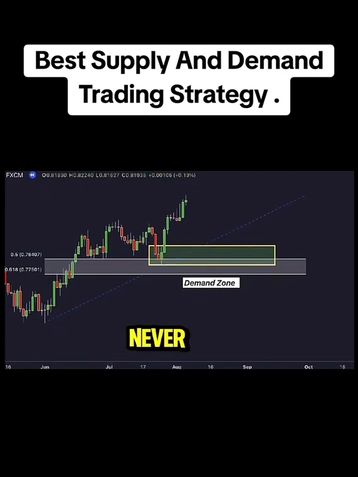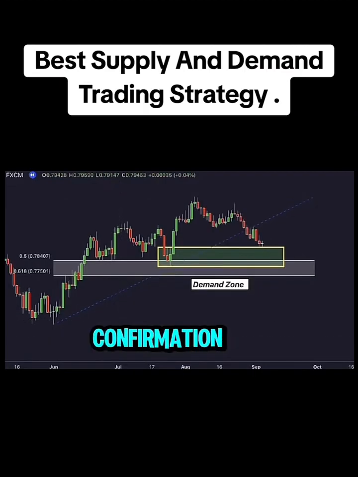Wait for confirmation. I never rush into a trade. I wait for a strong confirmation, such as a bullish or bearish candlestick pattern, to validate the zone. This might be a bullish engulfing candle at a demand zone or a bearish engulfing candle at a supply zone.